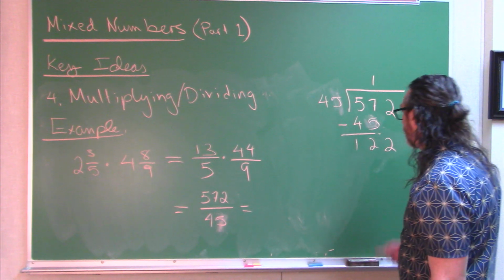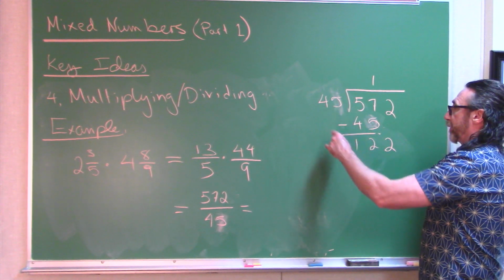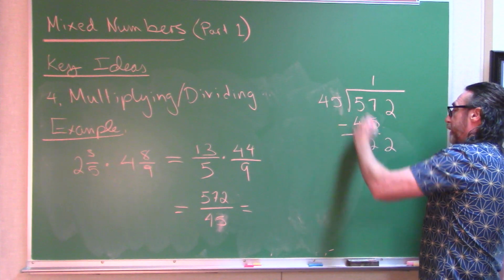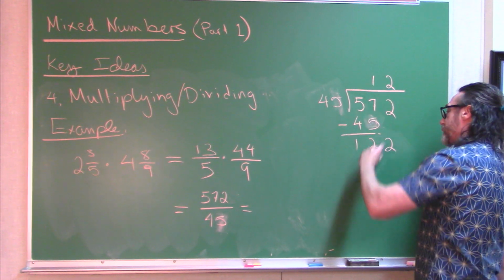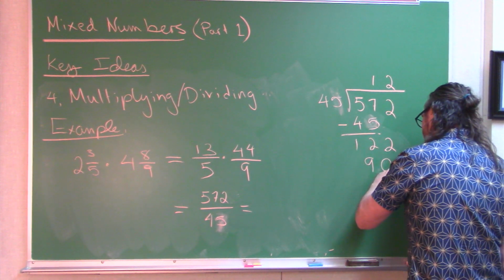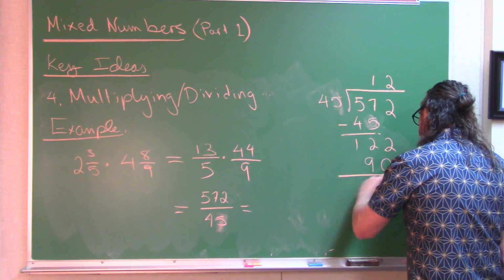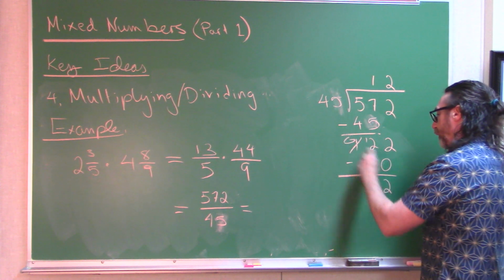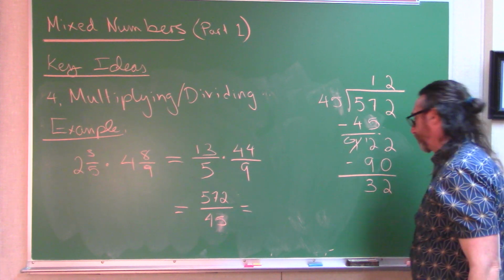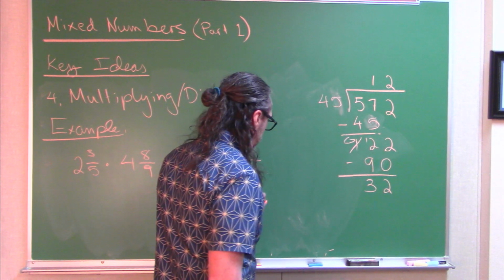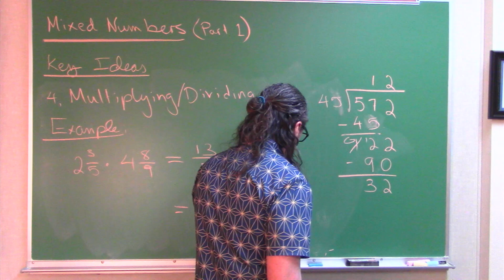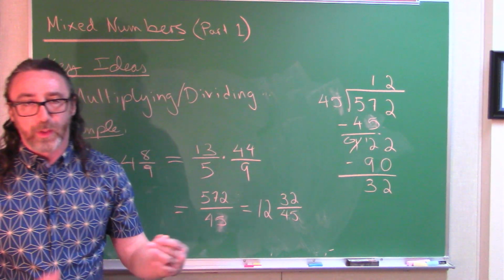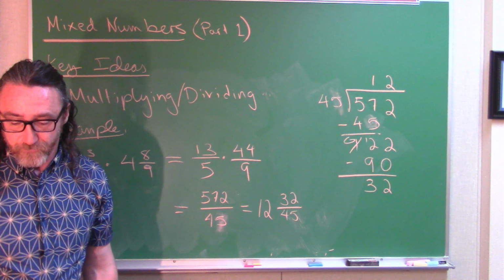Okay. So, now that I've corrected that, I can actually get the correct answer here. So 45 goes into 122 twice. 2 times 45 is 90. And I get 32 when I do the subtraction there. Make that a 12. 12 minus 9 is 3. So this whole number part, 12, and 32 over 45. Okay? So 12 and 32 over 45.